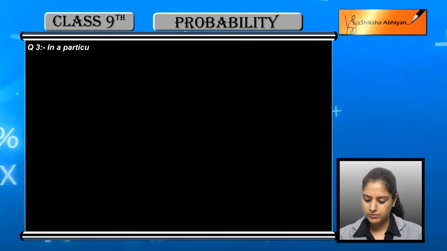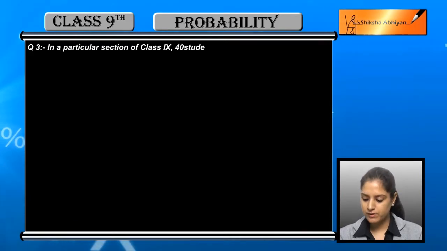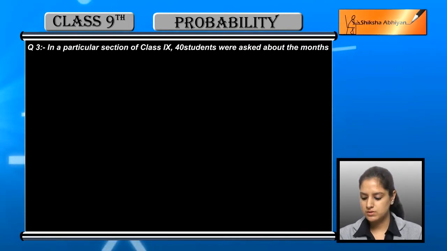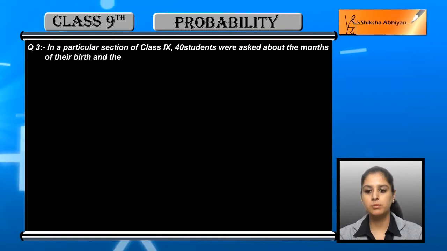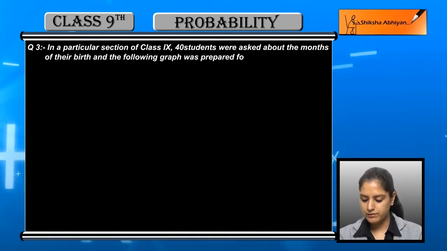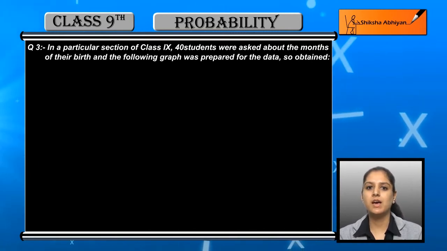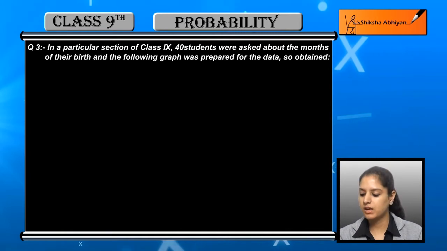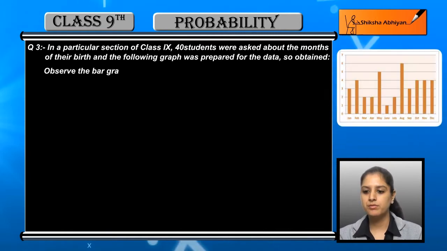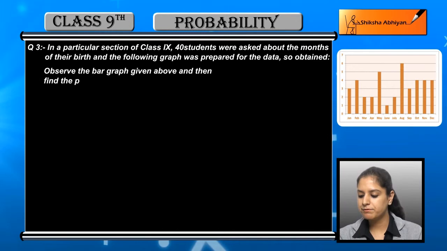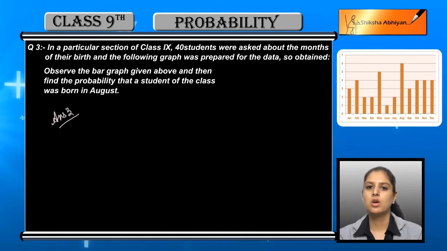Question number 3. In a particular section of class 9th, 40 students were asked about the months of their birth and the following graph was prepared for the data so obtained. 9th class के 40 students से पूछा गया कि उनका birth month क्या है और उसके बेसिस पर एक ग्राफ बनाया गया. So observe the bar graph given above and then find the probability that a student of a class was born in August. August born students की probability हमें निकालनी है.